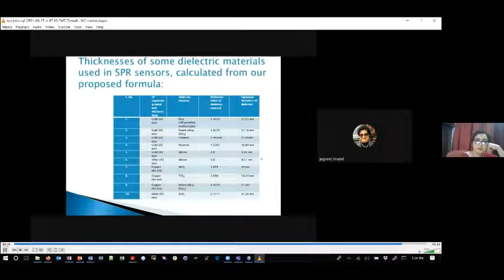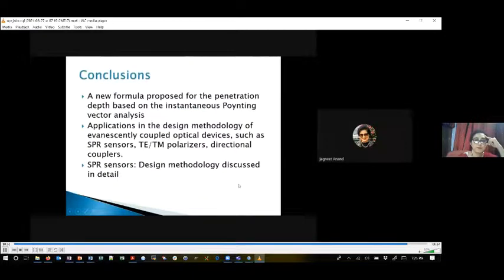Like this, the serial numbers 5, 6, 7, 8, and 9. These results match with the experimentally reported results already published.